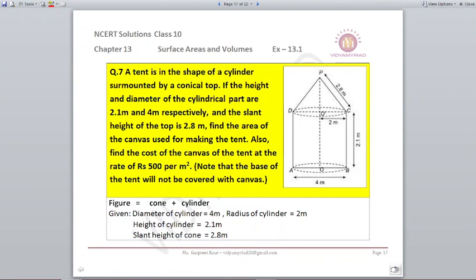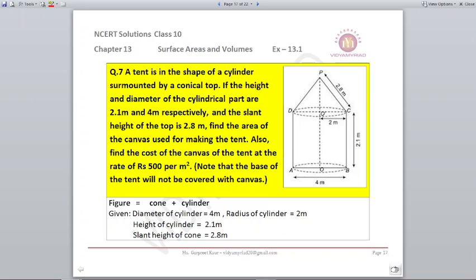Next, a tent is in the shape of a cylinder surmounted by a conical top. If the height and the diameter of the cylindrical part are 2.1 meters and 4 meters respectively, and the slant height of the top is 2.8 meters, find the area of the canvas used for making the tent. Also find the cost of the canvas of the tent at the rate of rupees 500 per meter square. Note that the base of the tent will not be covered with the canvas.